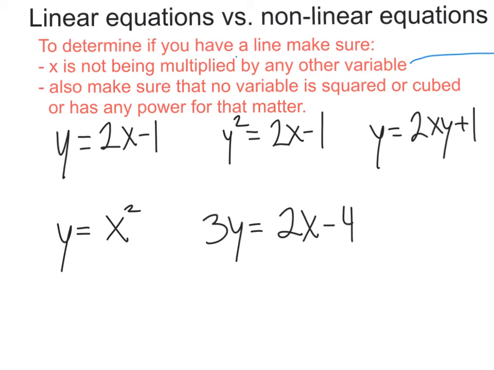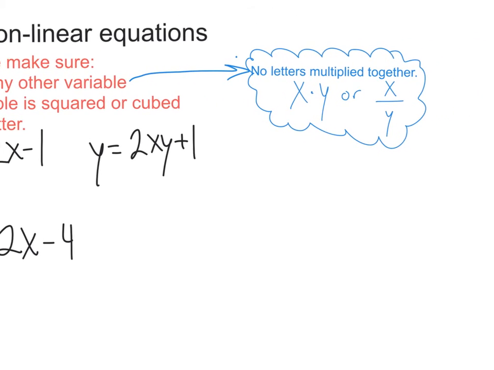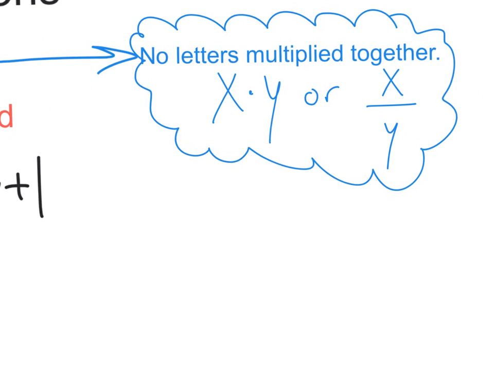Okay? So what does that really mean, that your x is not being multiplied by any other variable? That means, if you look over here to the side, it means no letters multiplied together. You don't want an xy or an x divided by y. Because if you have variables being multiplied together, then you're going to get something else. It's not a line anymore, okay?